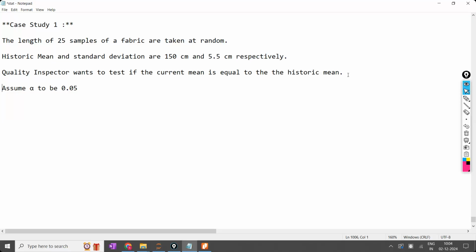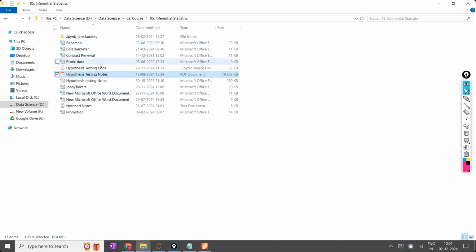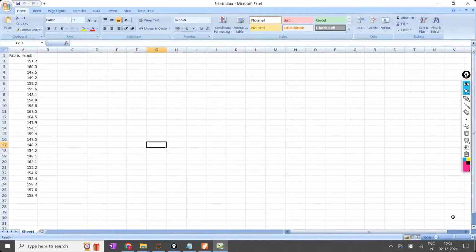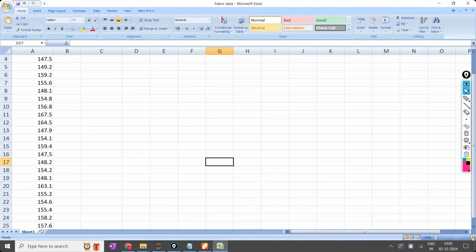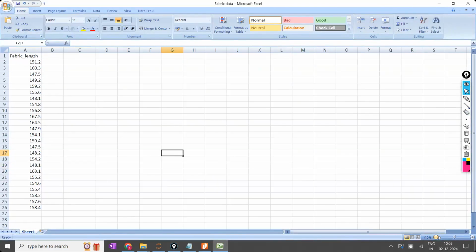Now, the quality inspector wants to test whether it has that or not. So what he has done is he has selected 25 samples of fabric at random. And for these 25 fabrics, we are going to get the data like this. Okay, 25 fabrics. This is the data. Each length is this one. This is the length of the 25 fabrics.